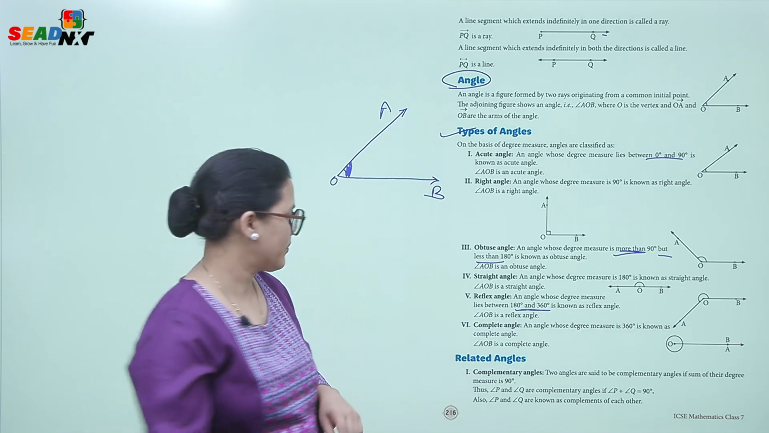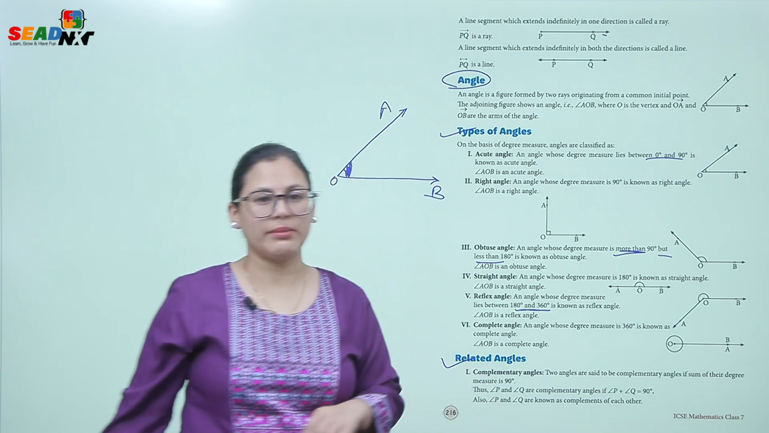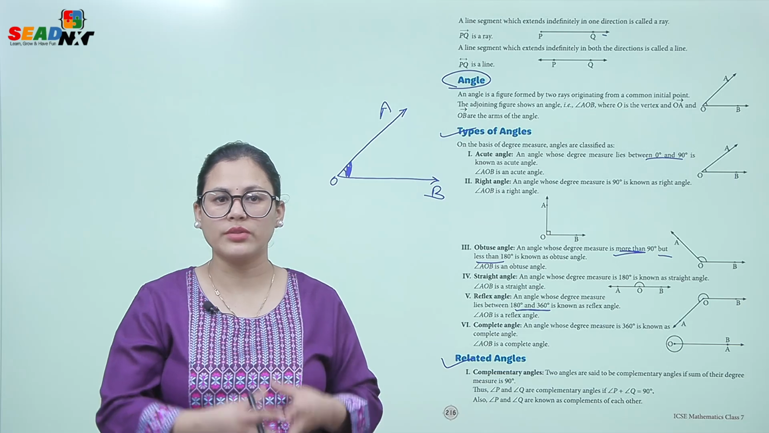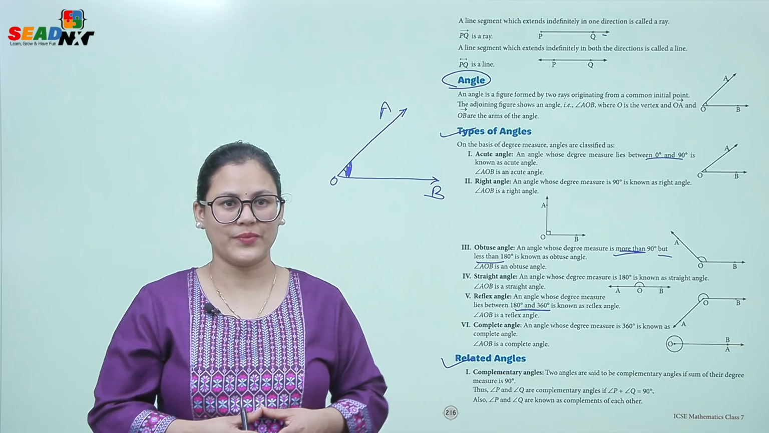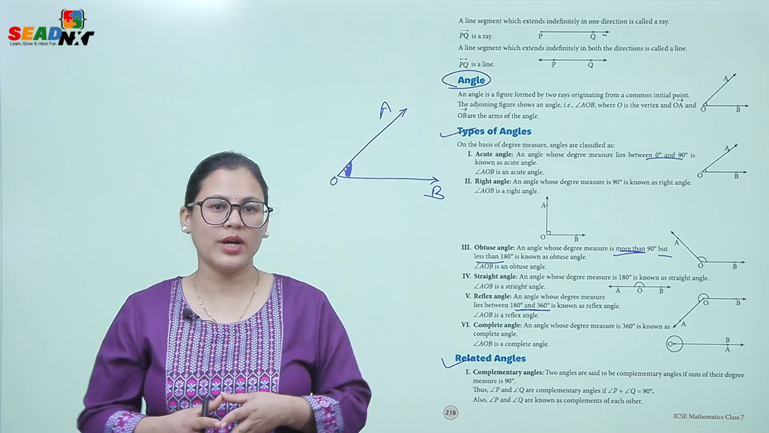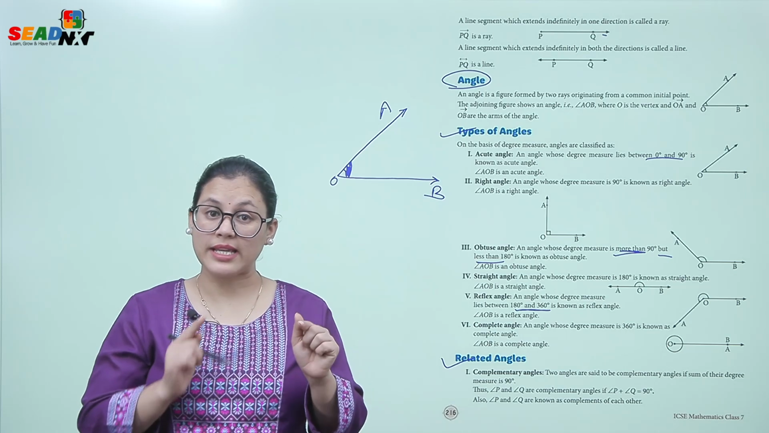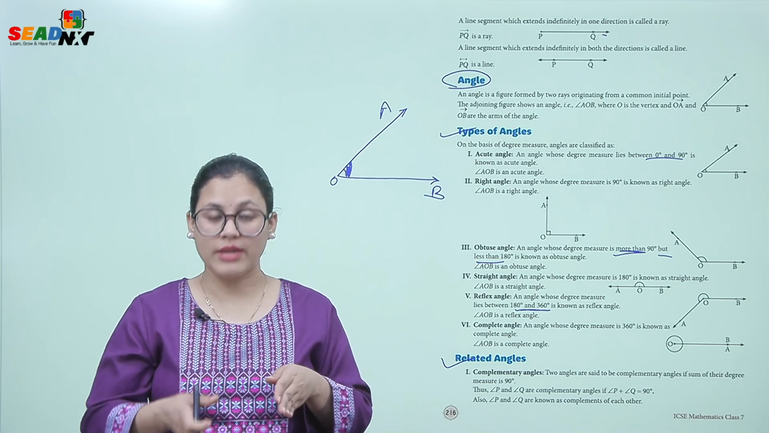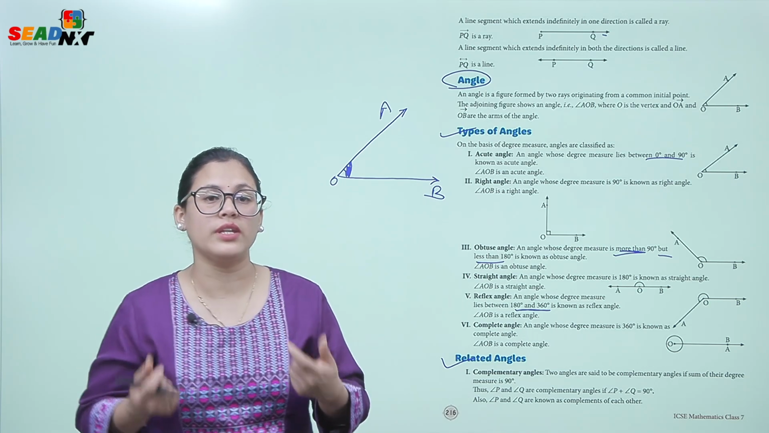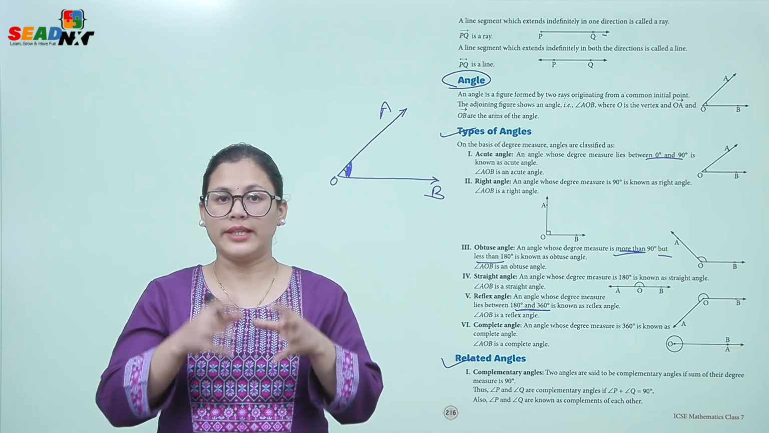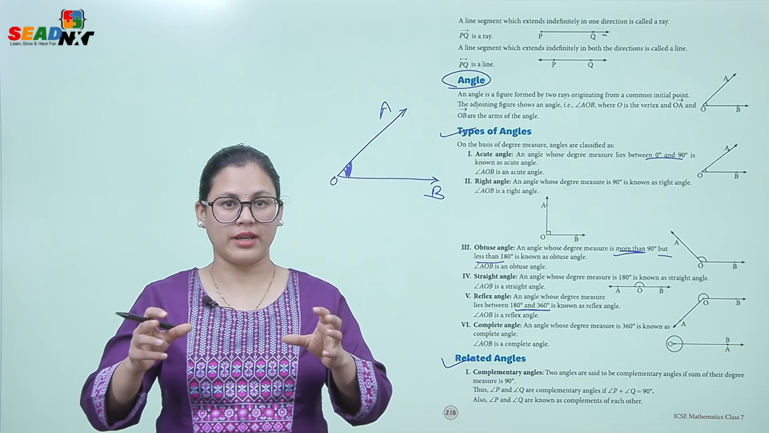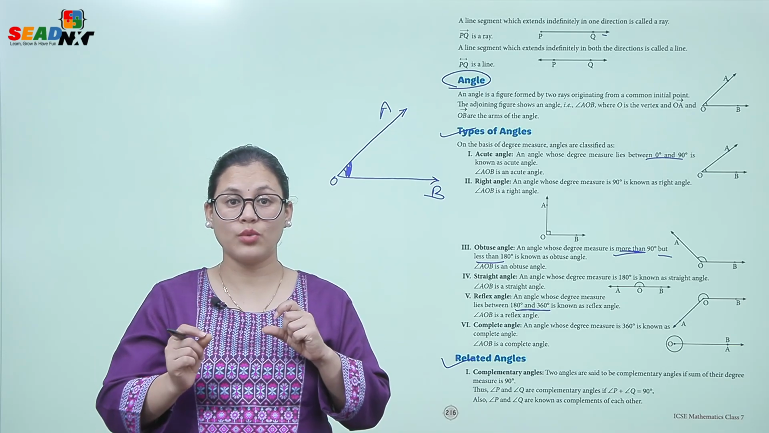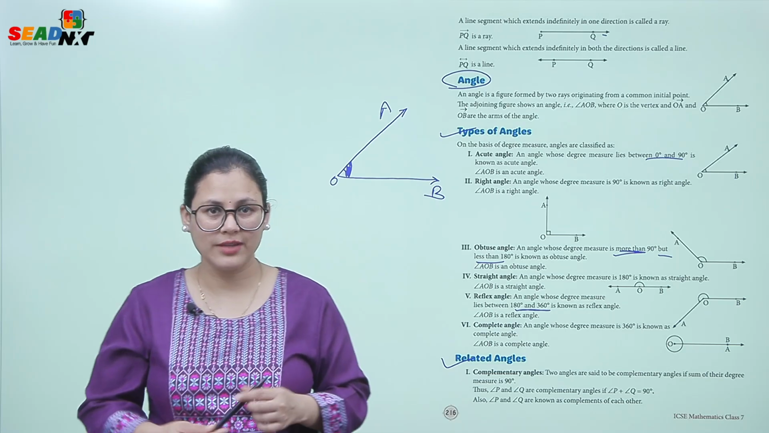Now, related angles. Number 1, complementary angles. Two angles are said to be complementary angles if sum of their degree measure is 90 degree. Thus, angle P and angle Q are complementary angles if angle P plus angle Q is equal to 90 degree. Okay. Also, angle P and angle Q are known as the complements of each other. See, if we add two angles and their sum comes to 90 degree, that means they are complementary angles, okay? We call both angles complements of each other.